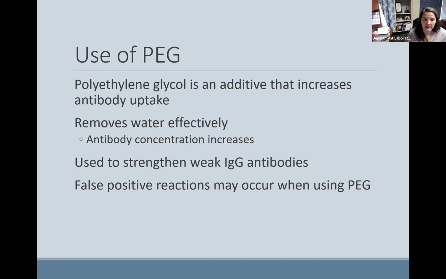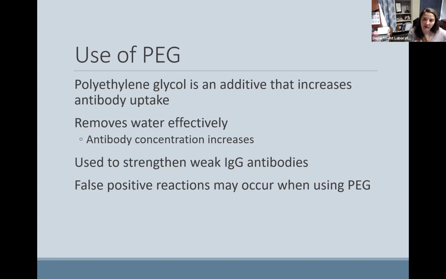We've talked about PEG in the past, polyethylene glycol. It's an additive that increases antibody uptake. It removes the water from the test tube, so it allows more antibody uptake. The downside to PEG is that it can enhance warm autoantibodies, okay? So you even might have some false positive reactions with using PEG as well.